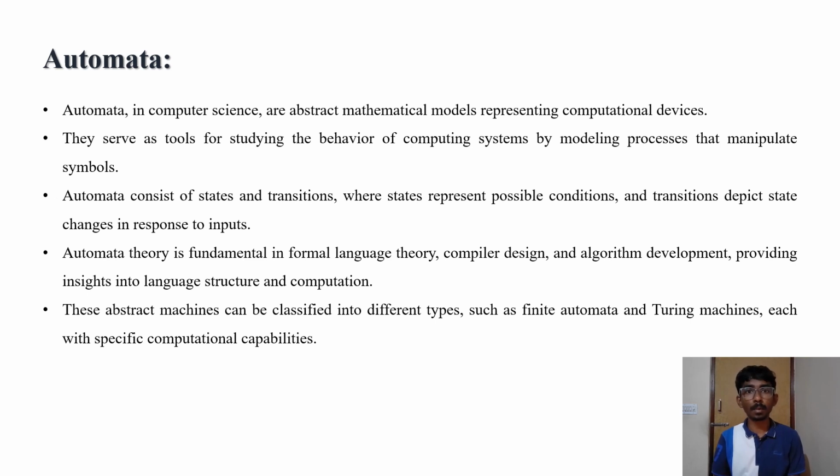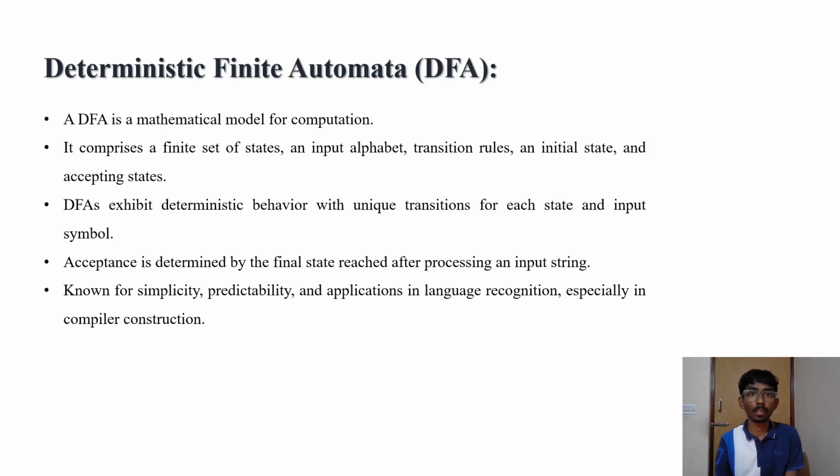Automata are abstract models in computer science studying symbol manipulation process. Key types include finite automata and Turing machines, influencing language and theory of computation. DFA, a computational model, has finite sets, input alphabet, unique transitions, and acceptance based on the final state. Simple, predictable, applied in language recognition and compiler construction.